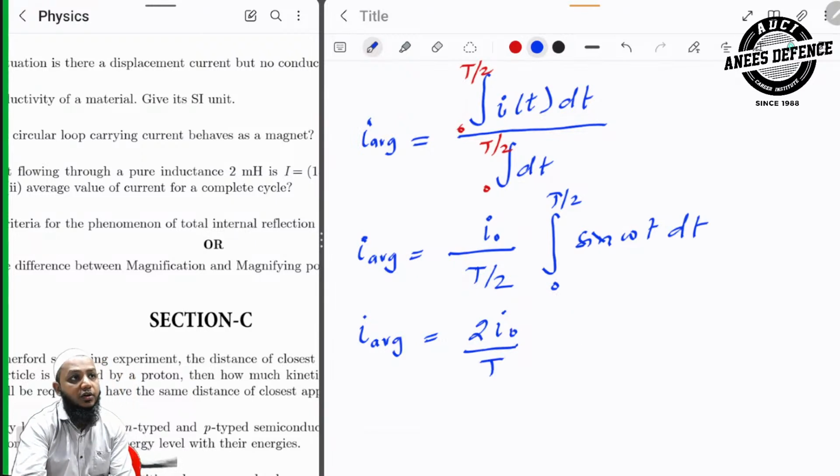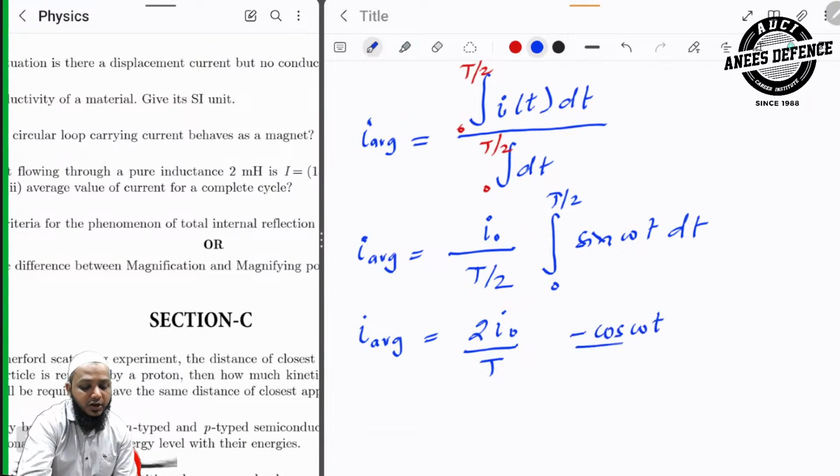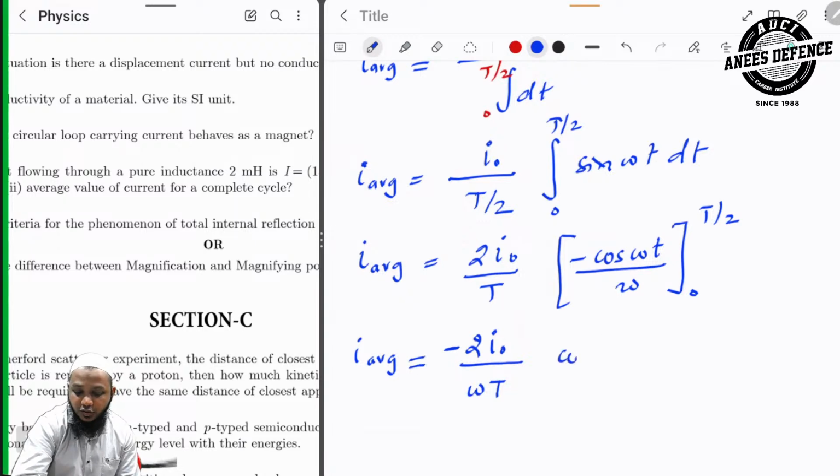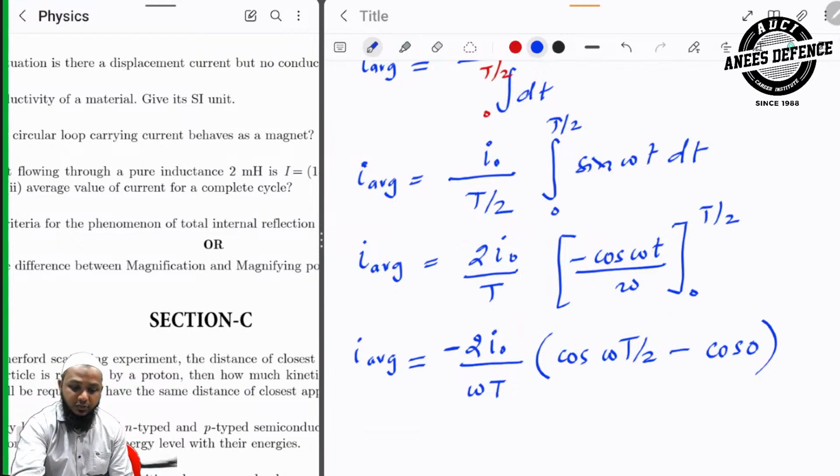Integration of sine omega t is what? Integration of sine omega t will be minus cos omega t upon omega. And I will put the limits 0 to T by 2. Correct? So what I will do, I average will be equal to 2 I naught upon T, actually upon omega, right? And I will take this negative common as well. And let us substitute the limits now. So cos omega capital T by 2, right? Minus cos 0. What did I do? Substitute upper limit minus substitute lower limit.